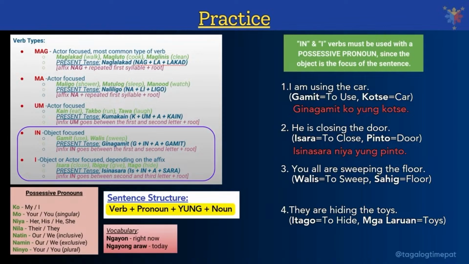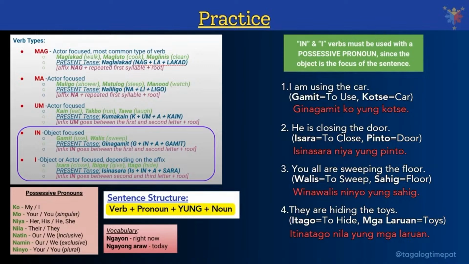Isinasara niya yung pinto. So the pattern for I-verbs, the in just goes between the second and third letter, and then it's the root. He, as a possessive pronoun, is niya. Yung pinto, the door. Number 3, you all are sweeping the floor. Winawalis nyo yung sahig. And then lastly, they are hiding the toys. Itinatago nila yung mga laruan.